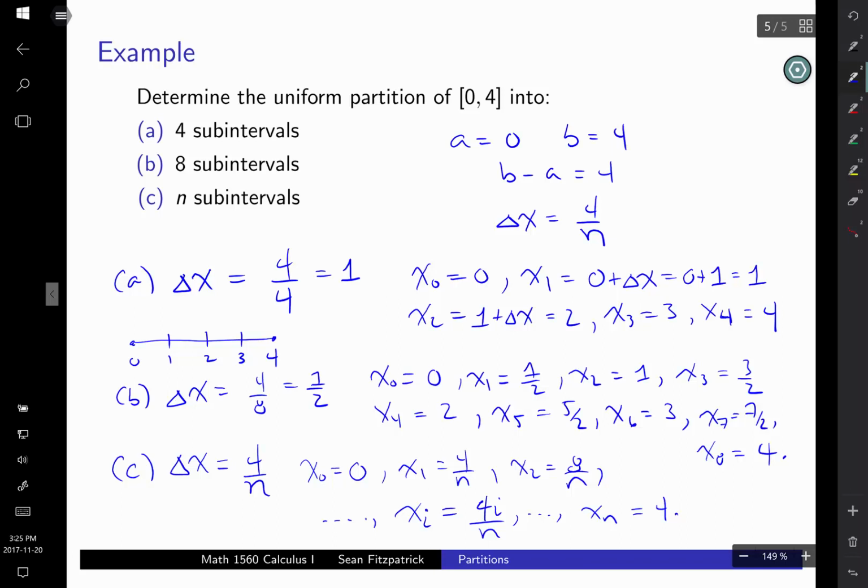Okay, so that's how you construct a uniform partition. In the next videos, we'll see how to use these uniform partitions to build what are called Riemann sums, and Riemann sums are exactly these sums of areas of rectangles that we use to approximate the area under a curve.